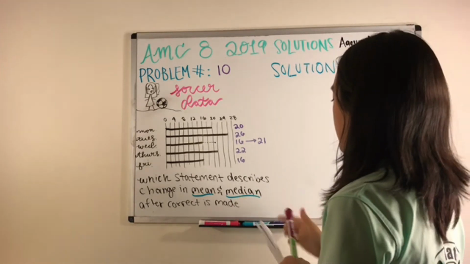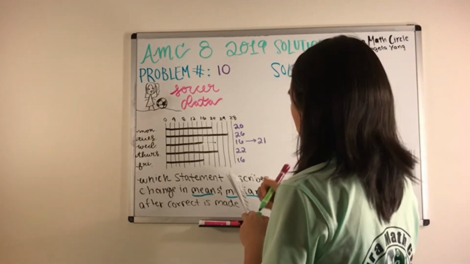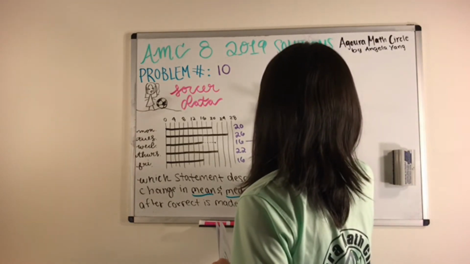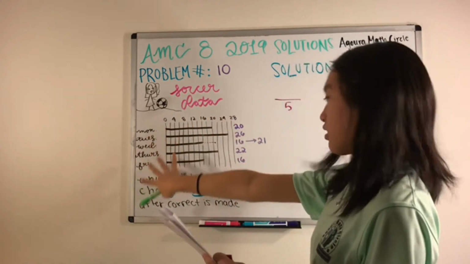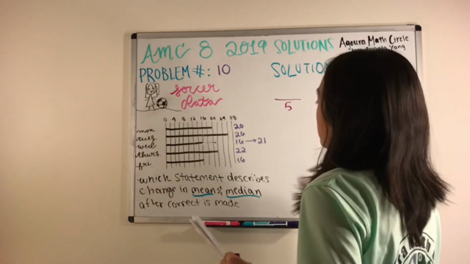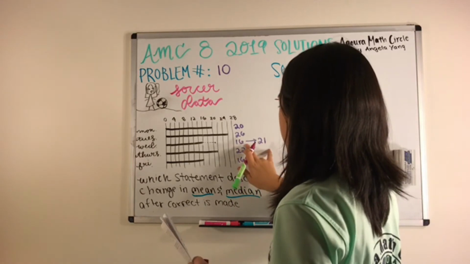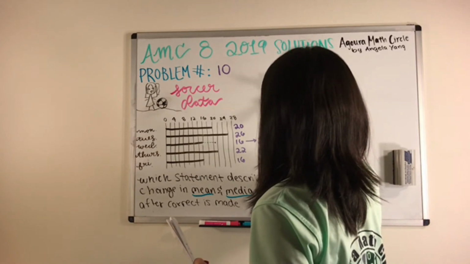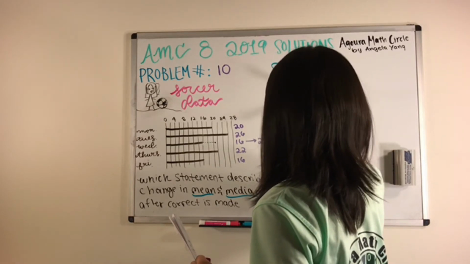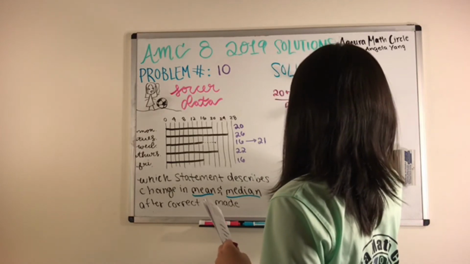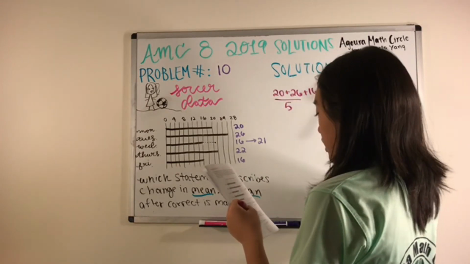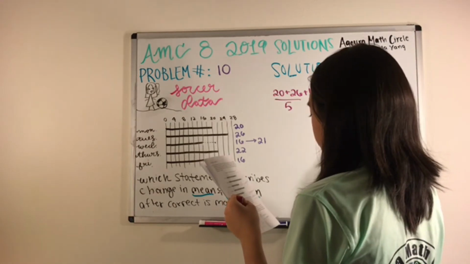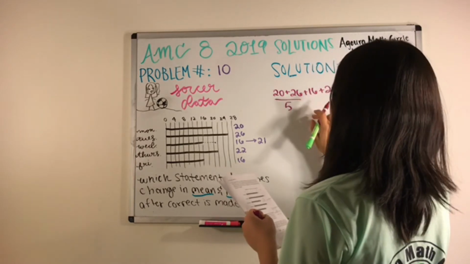mean is the sum of all the values over the number of days. So there are 5 days in a week, or in the logged data, and we have 20, 26, 16, 22, and 16. So if we have that, we first find the mean of the incorrect data. And using that, we would get that the original mean was supposed to be this whole number divided by 5.